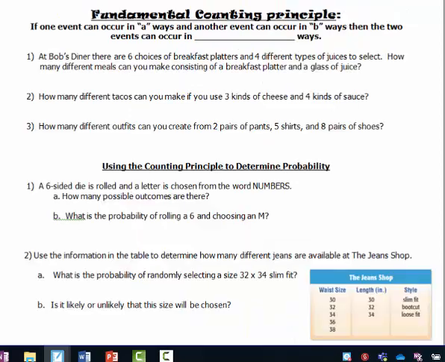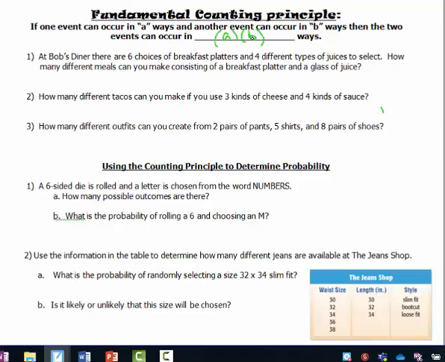Next, we're going to take a look at the fundamental counting principle, which many of you know already. If an event can occur in A ways and another event can occur in B ways, the 2 events can occur in A times B ways. Yay! And I know we normally don't use the times. So A times B ways.